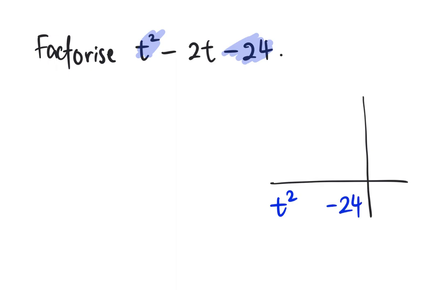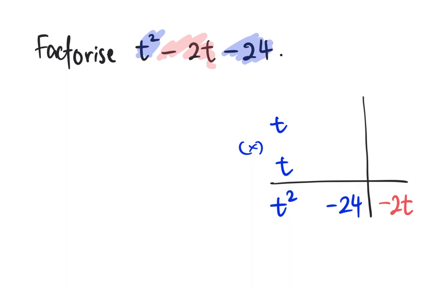And negative 2t will be here. Now, what factors make t squared? Very good. T times t will give me t squared.